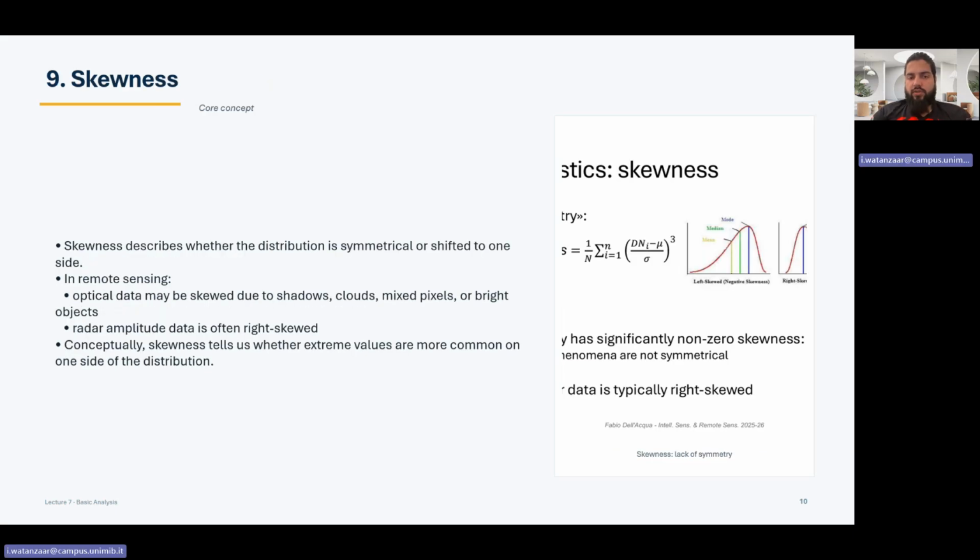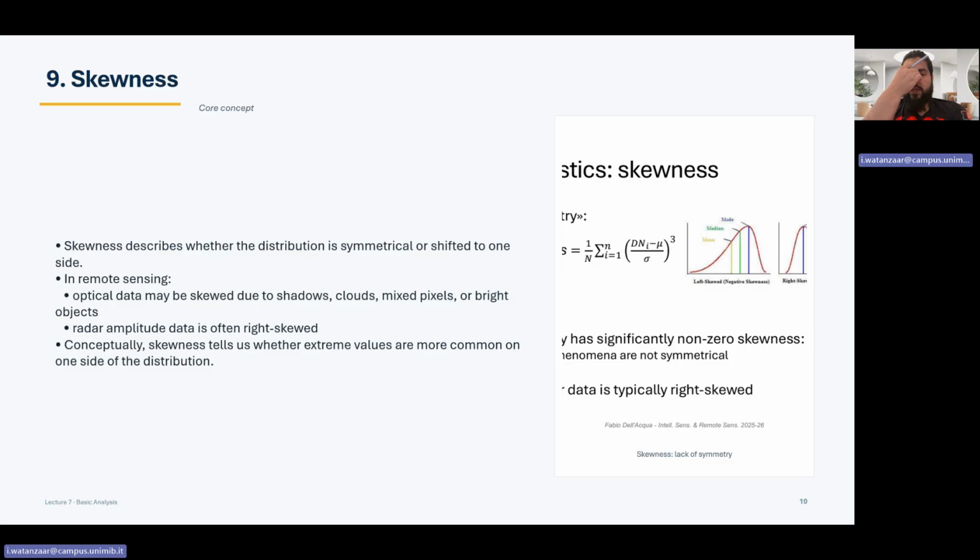Skewness describes whether the distribution is symmetrical or shifted to one side. This is really important in remote sensing data. Data may be skewed due to shadows, clouds, mixed pixels, or bright objects. So in the basic analysis we also look at the skewness of the pixels, whether it's shifted to one side or the other, or symmetric on both sides. The reason is pretty simple: if it's skewed, it could be shadows, clouds, mixed pixels, or bright objects.